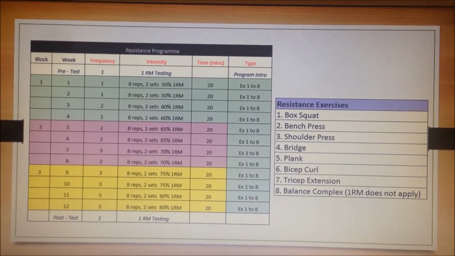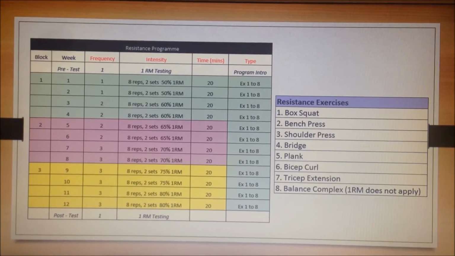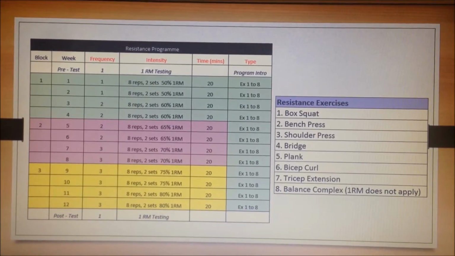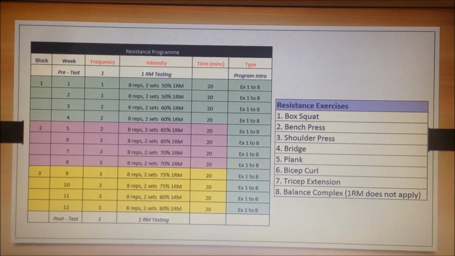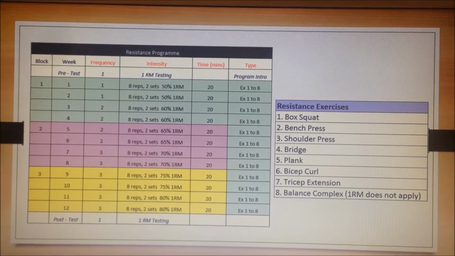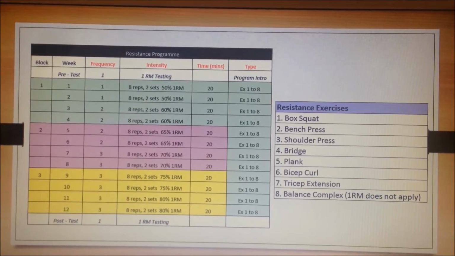The table on the left-hand side of the slide shows our resistance program for the 12 weeks. It can be seen that our program is broken up into 3 blocks of 4 weeks each. Before any training begins, we have the pre-test, and this is the 1RM testing. We're doing this so that in week 1 then, we can tell the subject to do 2 sets of 8 reps at 50% of the 1RM, the score they'd got before we started any training.